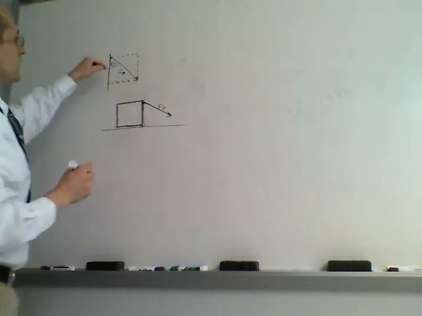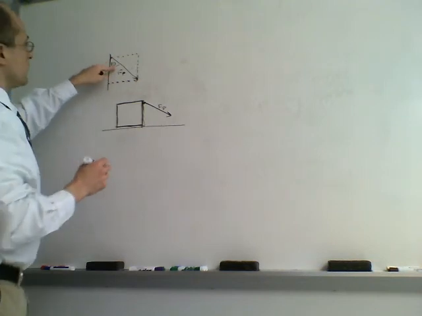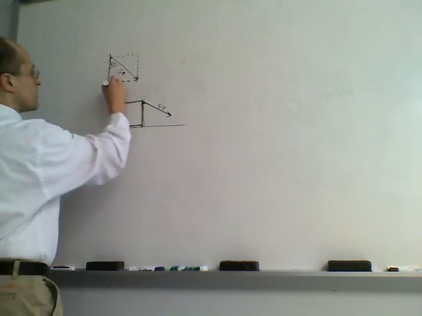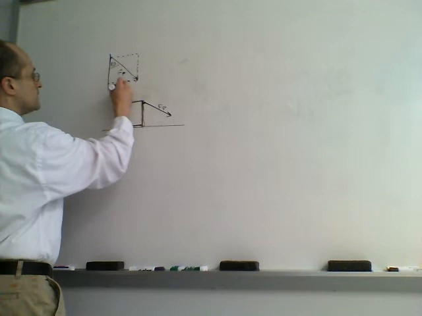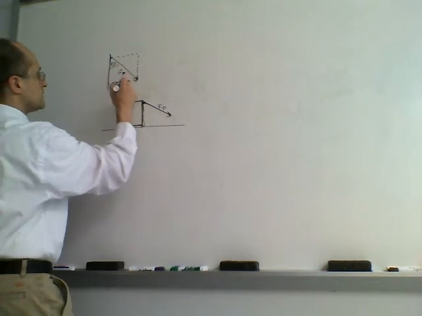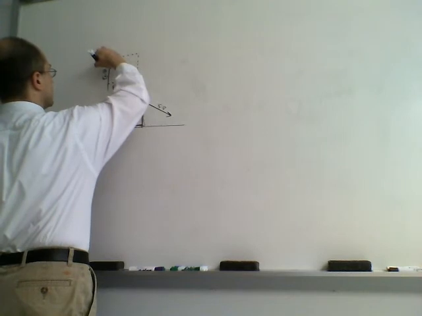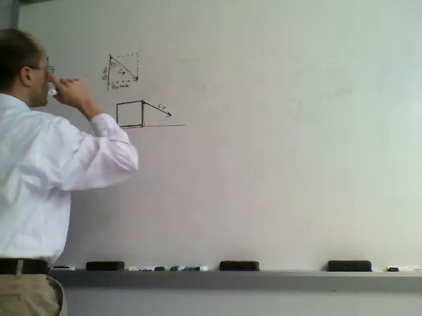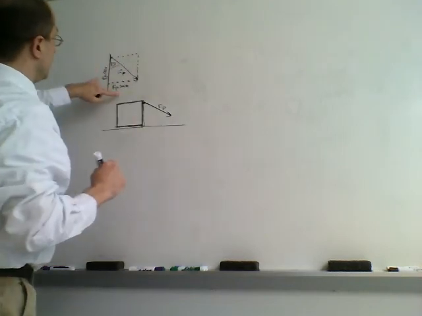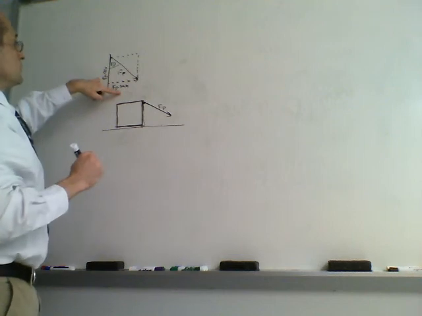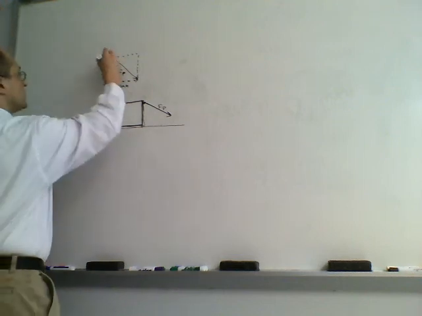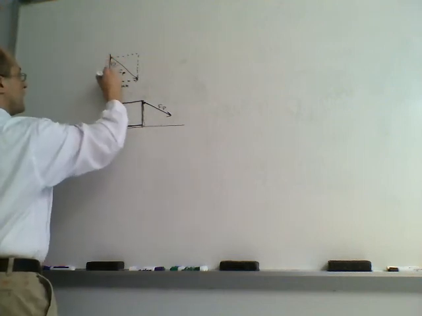And depending on where you want to measure it, if you measure it there, then you have F_P sine theta in x, and F_P cosine theta in y. And that's what we're going to end up having to look at, the angle.